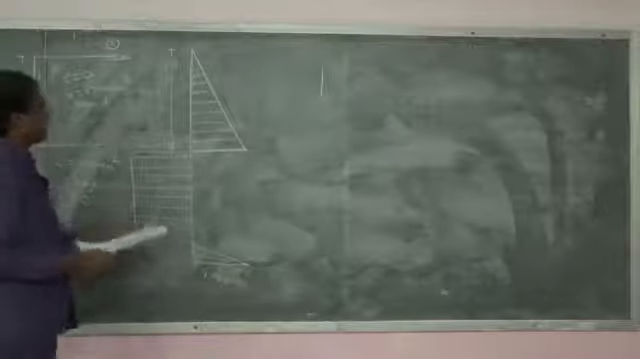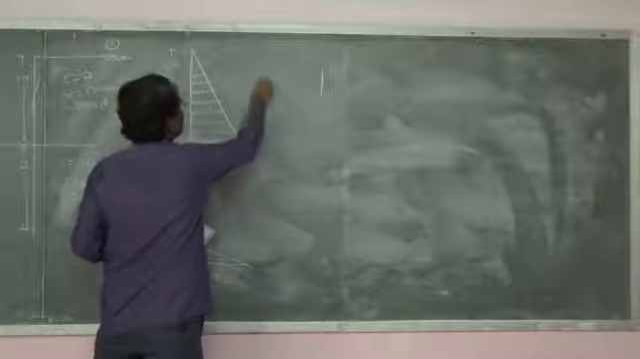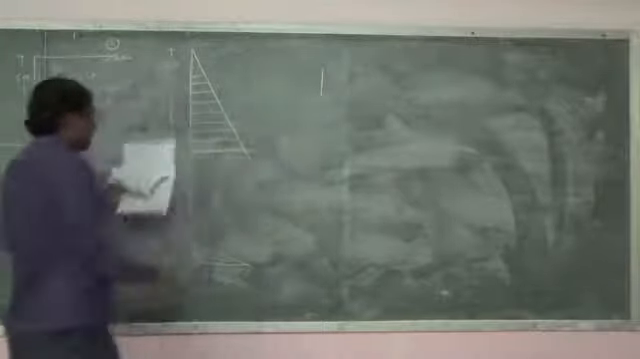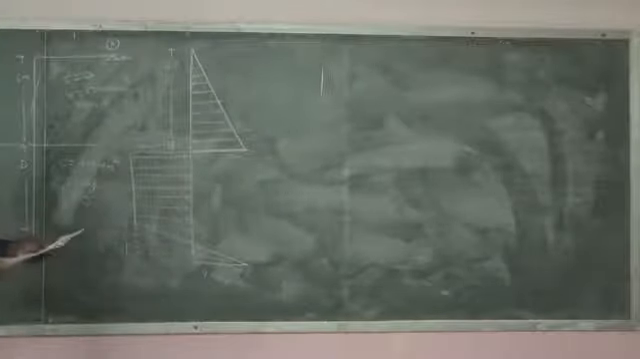Suppose it would have been clay above and below, this diagram would become like this: minus 2C, Q minus 2C like this. But as sand is there, the diagram will be like this. This is 4C minus Q, all these things.